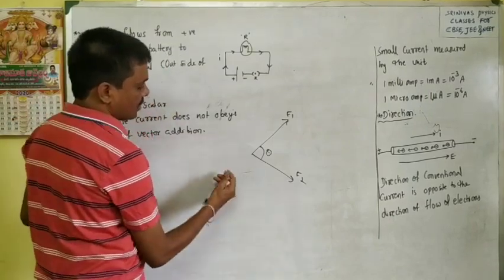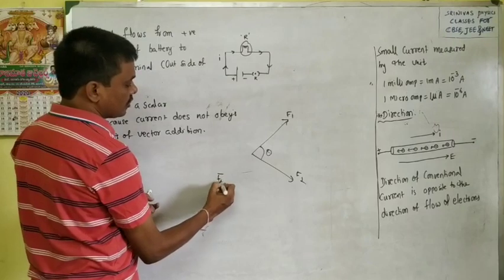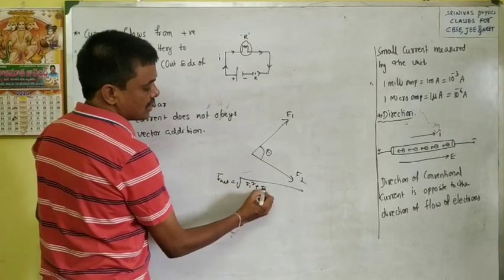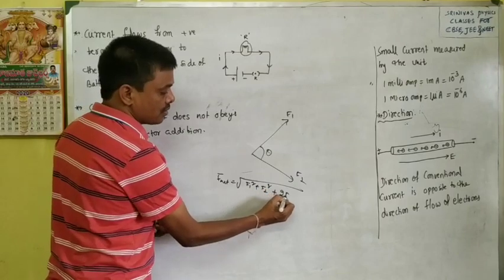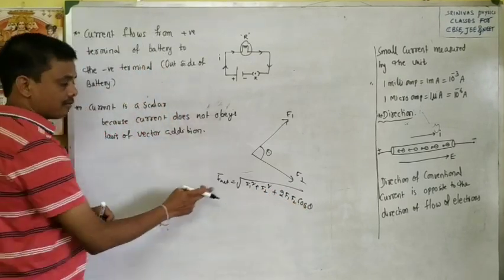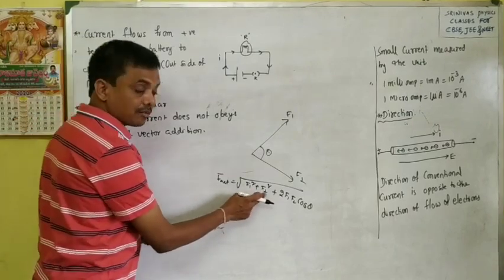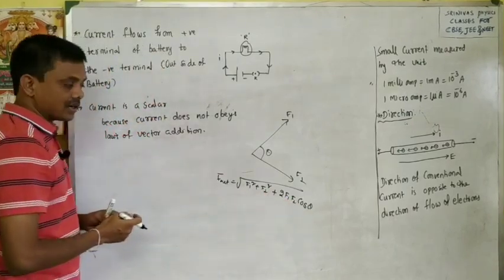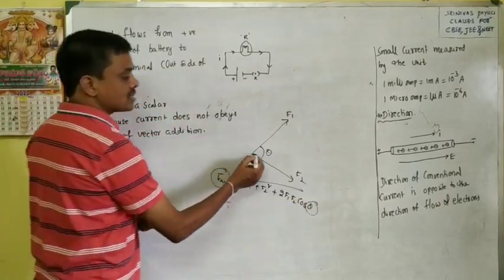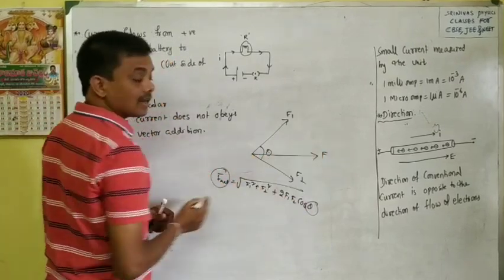The net force formula is, we write like this, under root of F1 square plus F2 square plus 2 F1 F2 cos theta, right? And F net force we will write like this, under root F1 square plus F2 square plus 2 F1 F2 cos theta. The net force also depends upon the angle, right? That means the net force according to parallelogram law is along this direction.